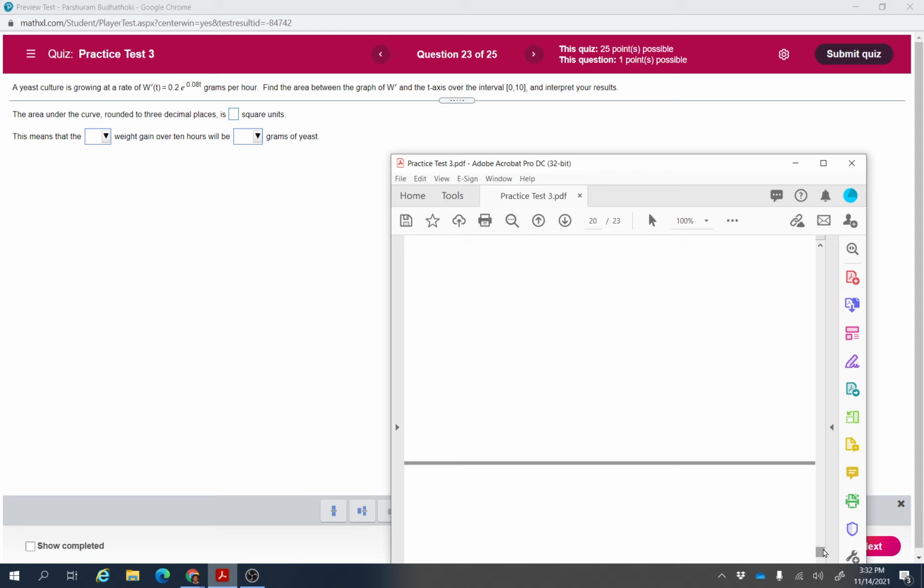So just give me a second here. So find out the integration of 0.2. This is problem 23, integration from 0 to 10 of 0.2 e to the power 0.08t dt.